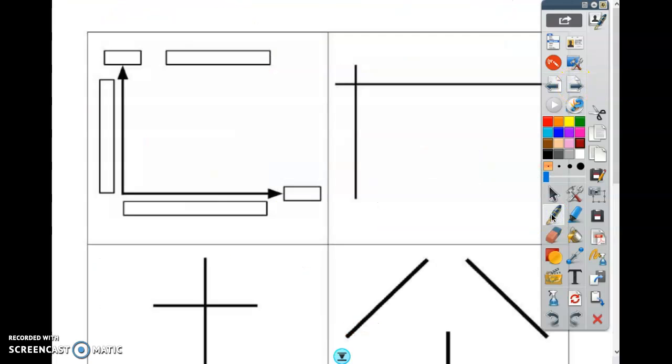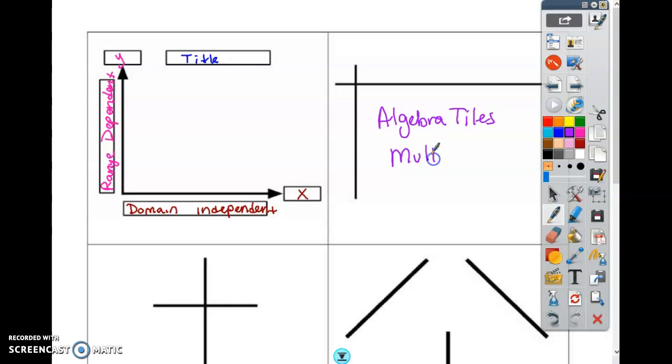On the back, this is to remind you, you can use this on the test, and when you get it, you can start labeling. This is the domain or independent. That's your x-axis, right? And then this one is your range, your dependent. That is your y-axis. And then up here you have the title. This we can use for multiplications or for algebra tiles. If your teacher uses algebra tiles, then you can also use them on here. It's used for multiplication. Okay, so only use that one if you've been taught how to use it.